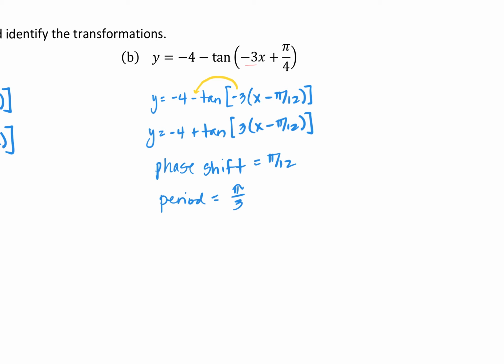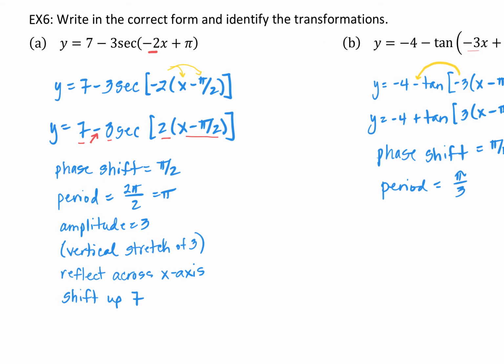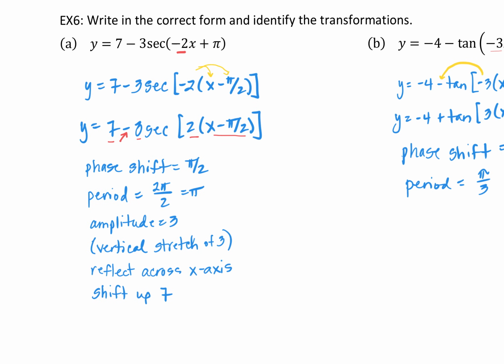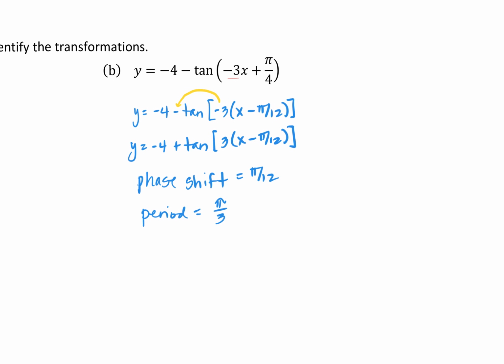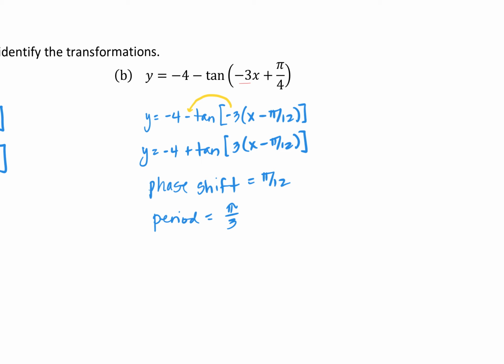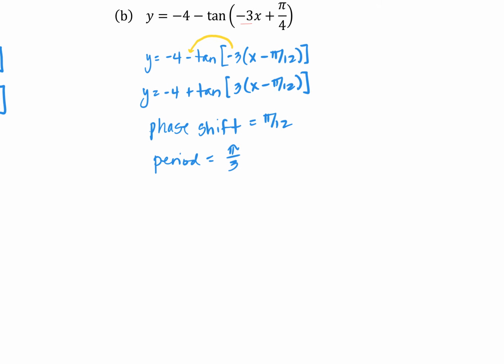There is no amplitude or vertical shrink or stretch because there's no number in front of the tangent. Like in the prior example, we had 3 times secant. So 3 would be how we were stretching. Nothing in front of tangent. So you could write no amplitude or amplitude of 1 or no vertical stretch shrink or vertical stretch shrink of 1. Or leave it, don't write anything because we didn't transform that.